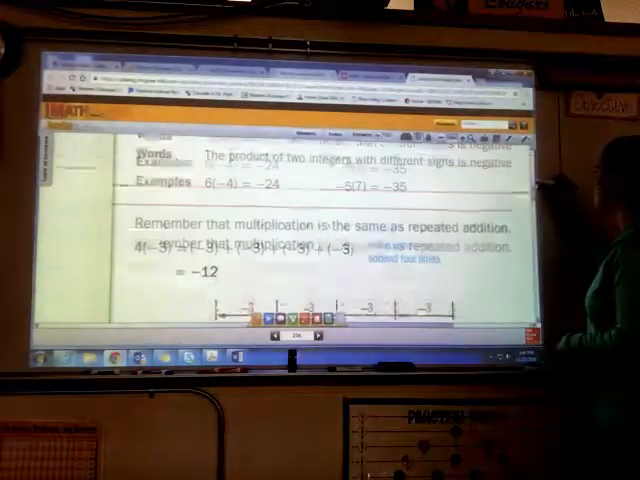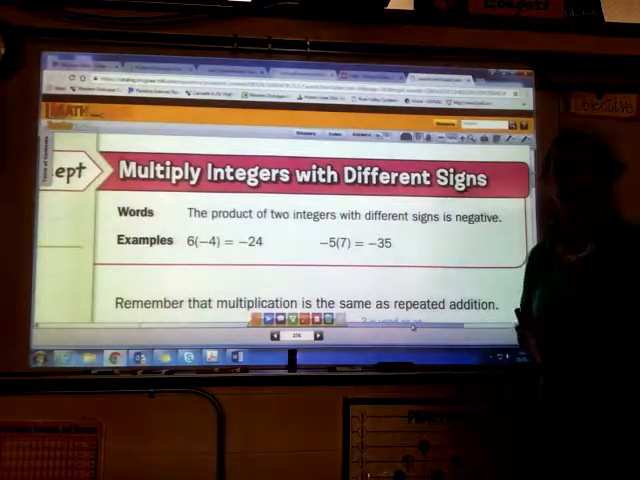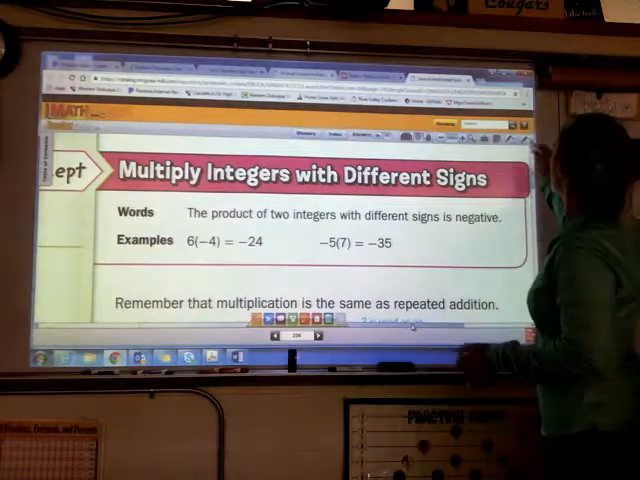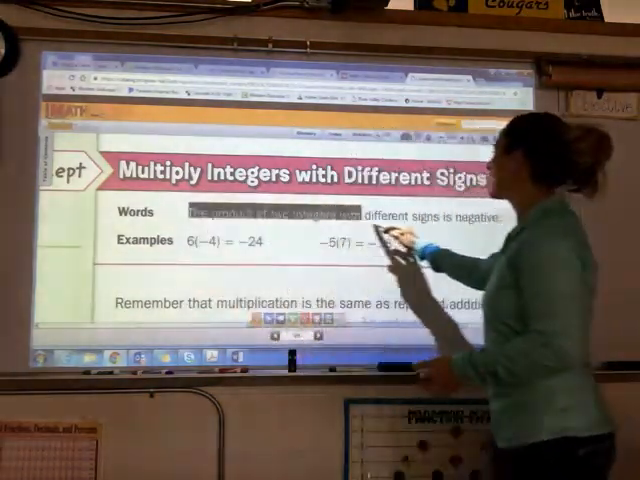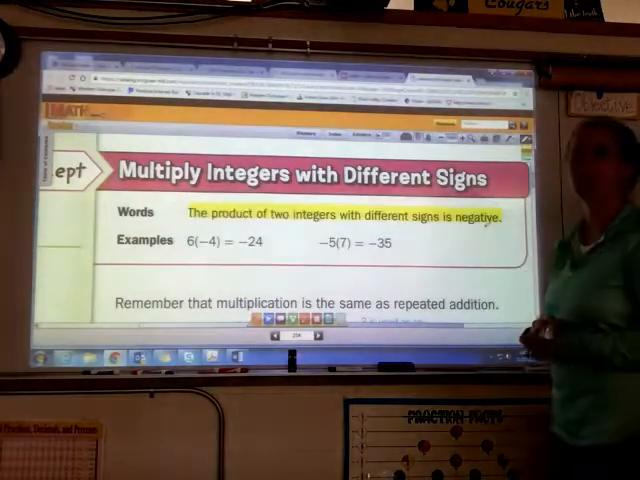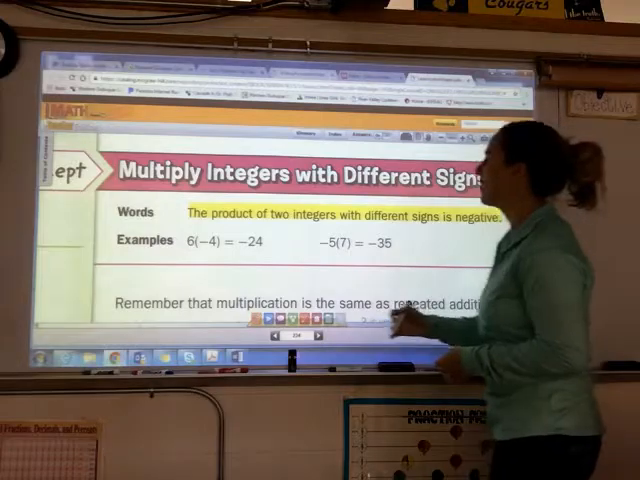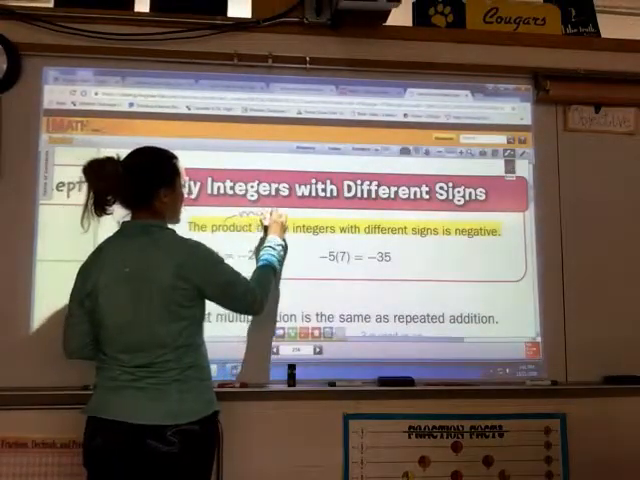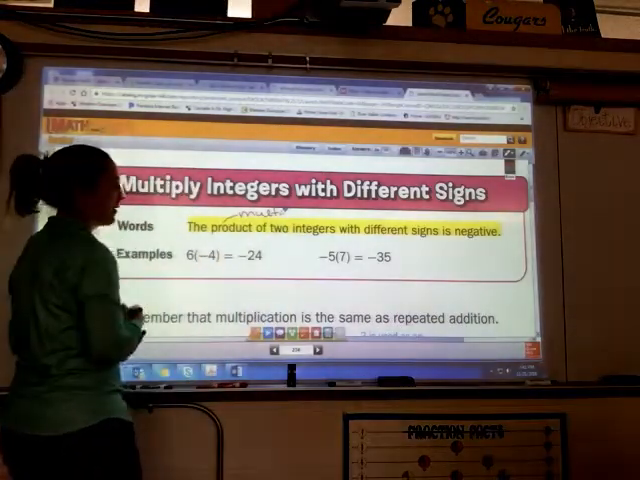As I take a look at the top of 234, they give us one of the rules that we need to follow when we are multiplying integers with different signs. One of the things you're going to want to highlight or take note of in your book is the product of two integers with different signs is negative. Remember, product means when you're multiplying. Product is your answer to a multiplication problem.